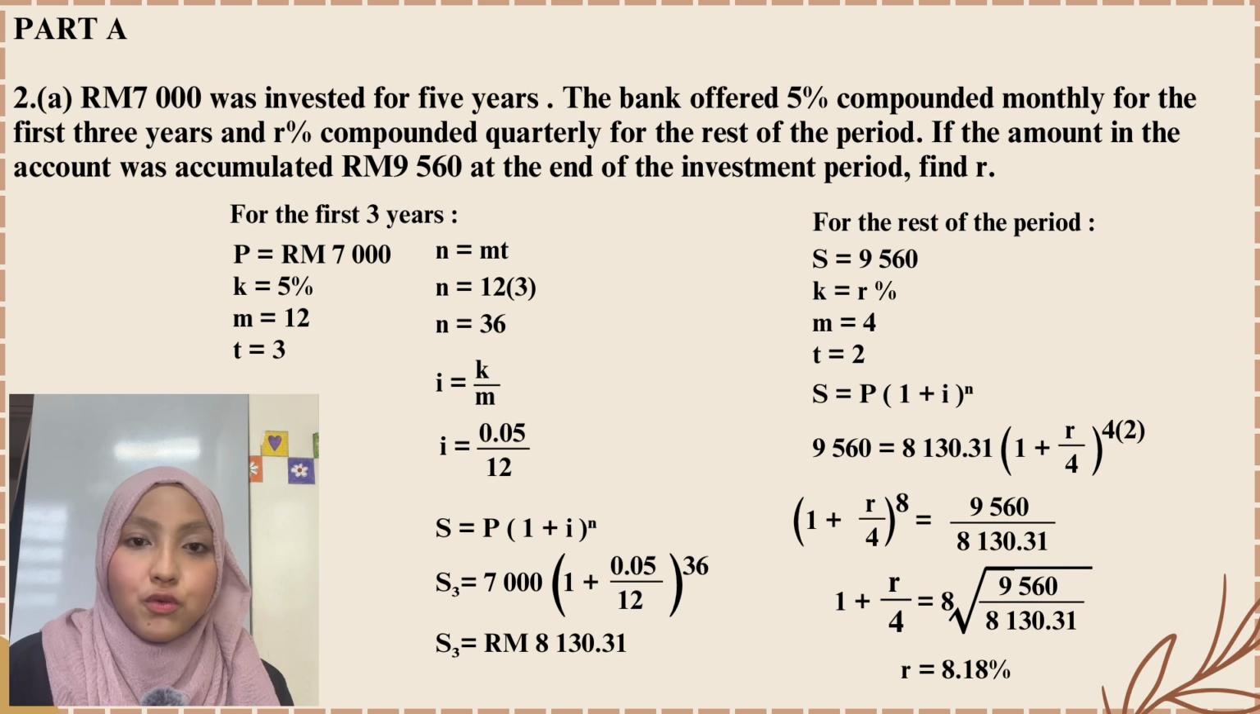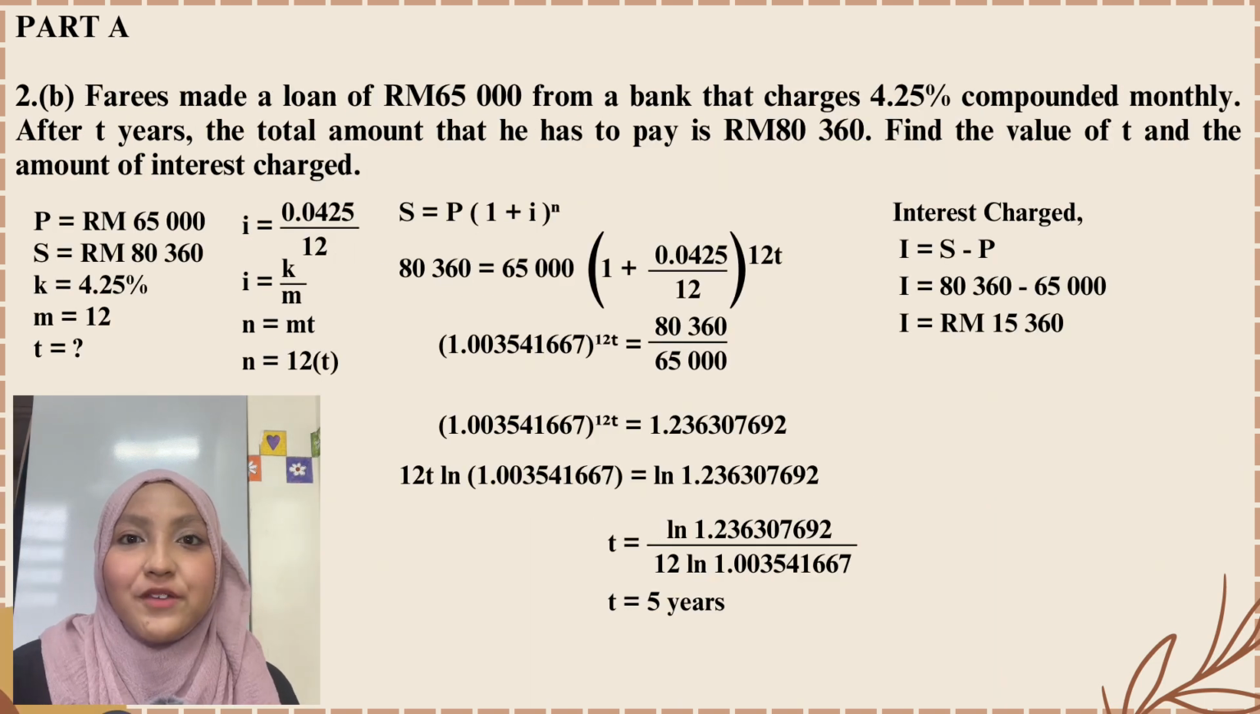Now, we need to let R alone because we need to find the percentage. So, the power of 8, we need to move to the other side. So, you will get 1 plus R over 4 equal to the eighth root of 9,460 over 8,130.31. And then, we move the rest of the number to the other side, we will get R equal to 8.18%. Now, let's proceed to question 2b.